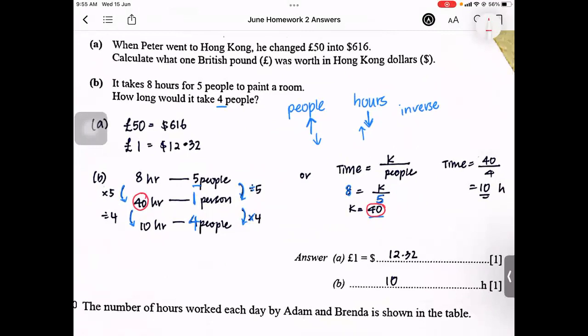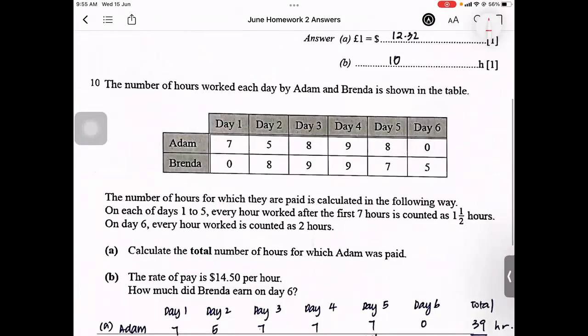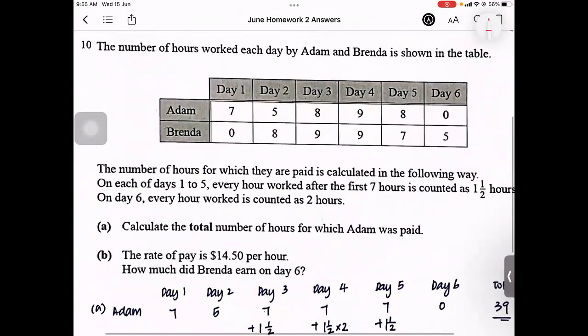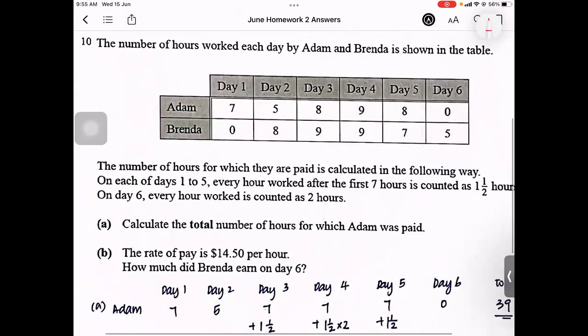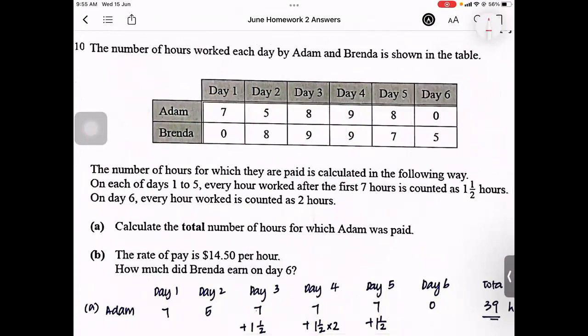through common sense. Next one, okay, this one also a common sense question, but some people may be blur how to calculate, what is the question actually talking about. The number of hours they are paid is in the following way. From Monday to Friday, so day 1 to day 5, every hour worked after the first 7 hours. So first 7 is still considered as 1 hour each. Then it's considered 1.5 hours.